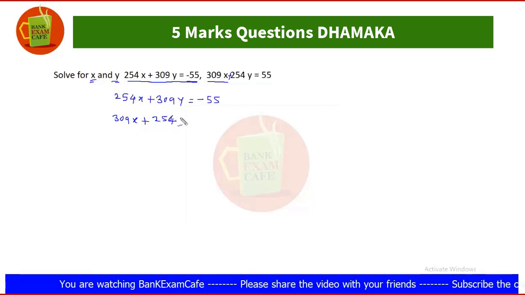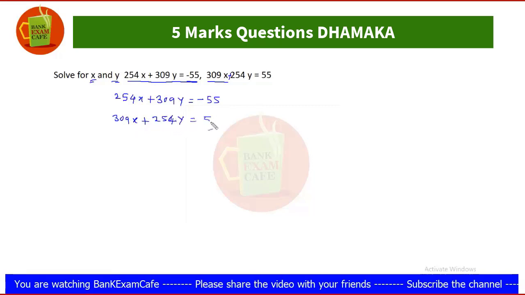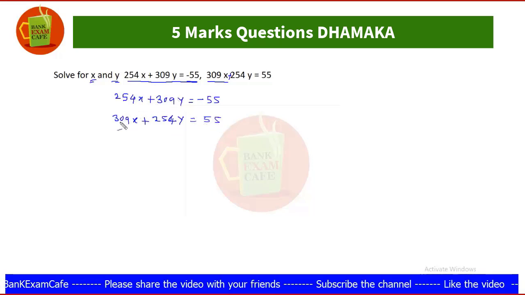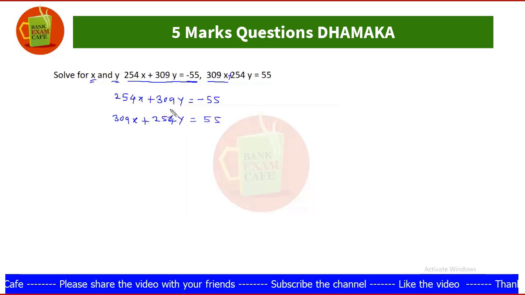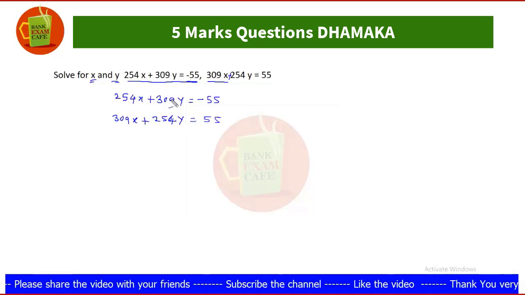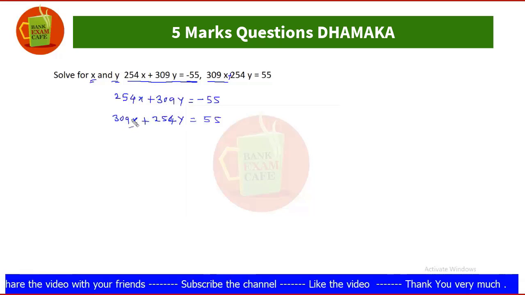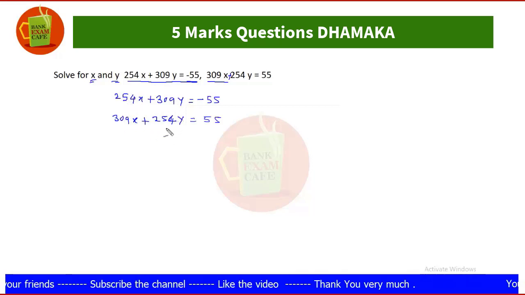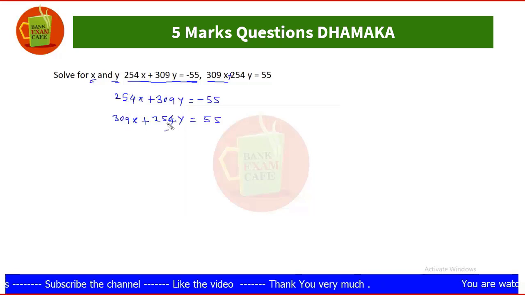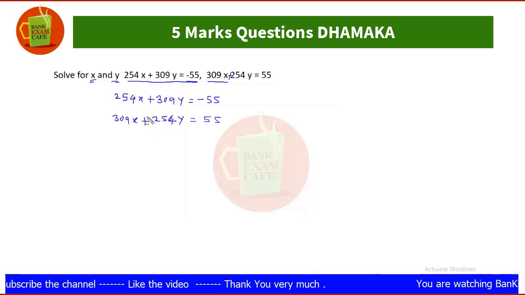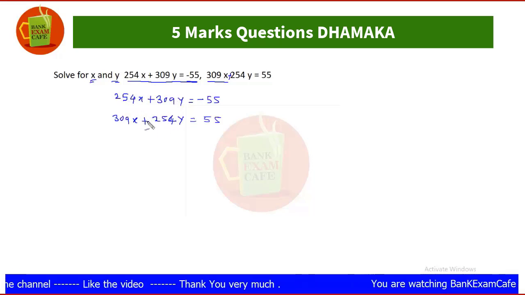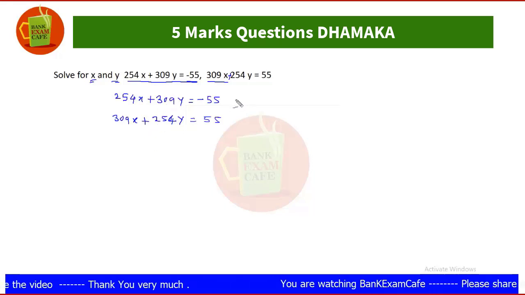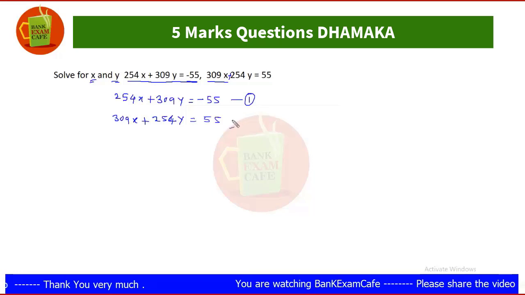Now here we see that the coefficients of x and y are interchanged. Here it is 309y, here it is 309x, and here 254x and 254y. So the coefficients of x and y are interchanged. In such conditions, first add the two equations and then subtract the two equations. This is equation number 1, this is equation number 2.